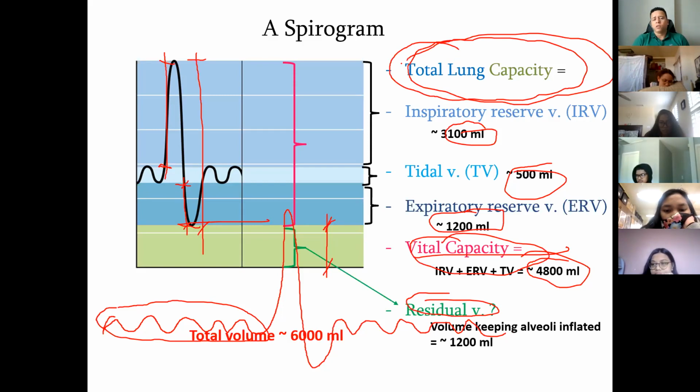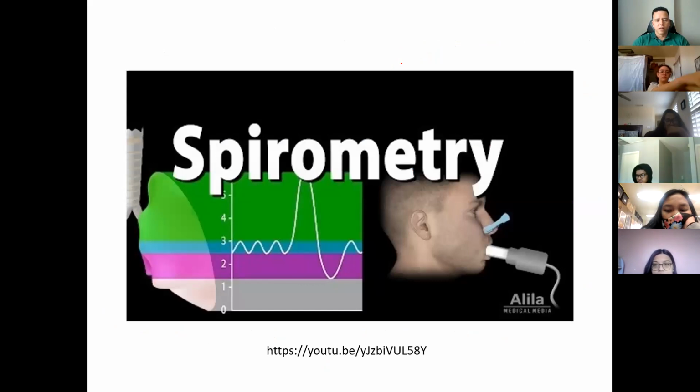So basically, this is what the doctor is going to be looking at. What is your tidal volume? What is your IRV? What is your ERV? And it's from those results that can help the doctor diagnose any type of lung condition, either an obstructive lung disease or a restrictive lung disease. So let's see if we're able to play this video here.